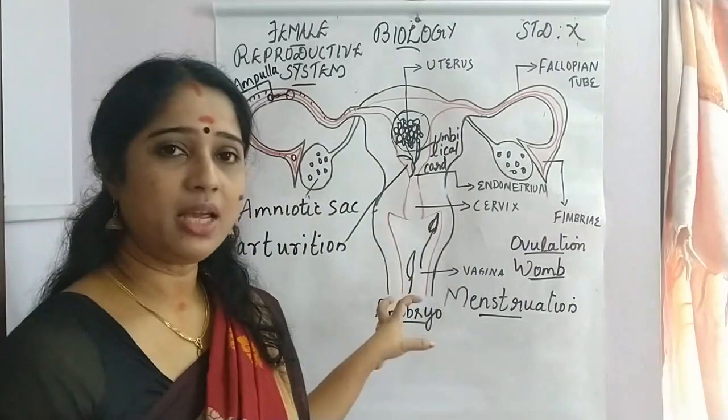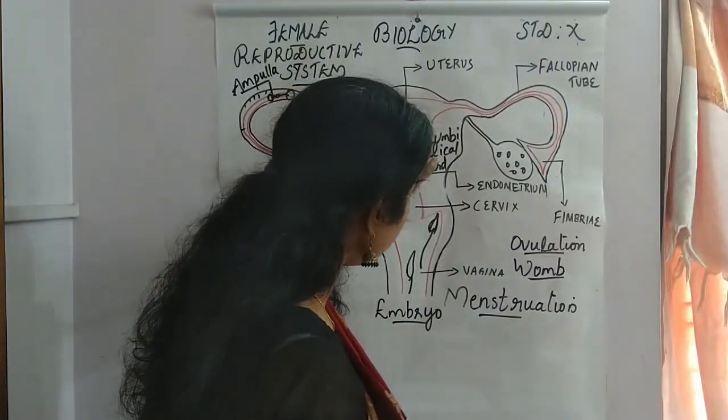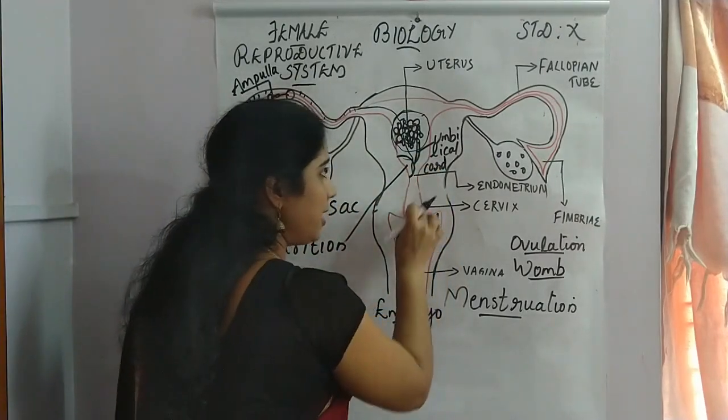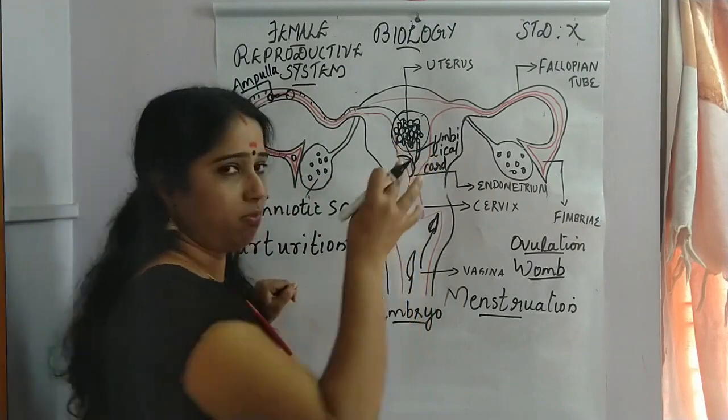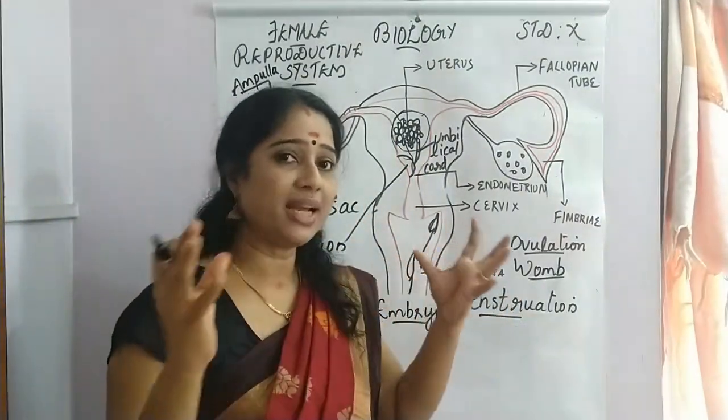So this vagina is a very, very important structure. You know what will happen? When the baby becomes mature, it needs to come through this area, isn't it? Normally the uterus is not very big. As the baby enlarges in size, what will happen? The uterus also gets enlarged.